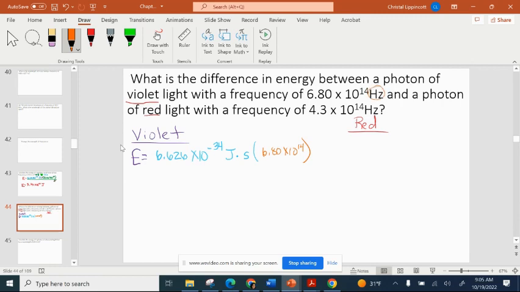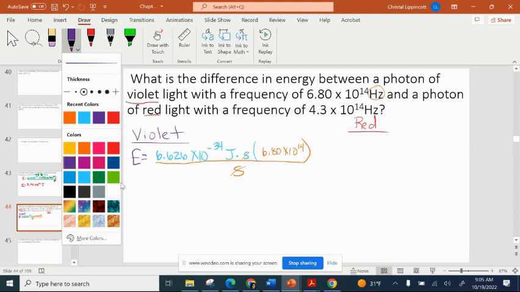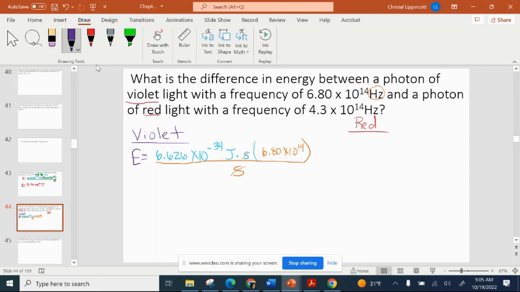What does hertz equal? 1 over seconds. So my seconds cancel. And my energy, there we go. My energy then is going to equal, I ended up with 3 sig figs, so 4.51 times 10 to the negative 19th. Units are joules. Yep. Joule, in case you're wondering.